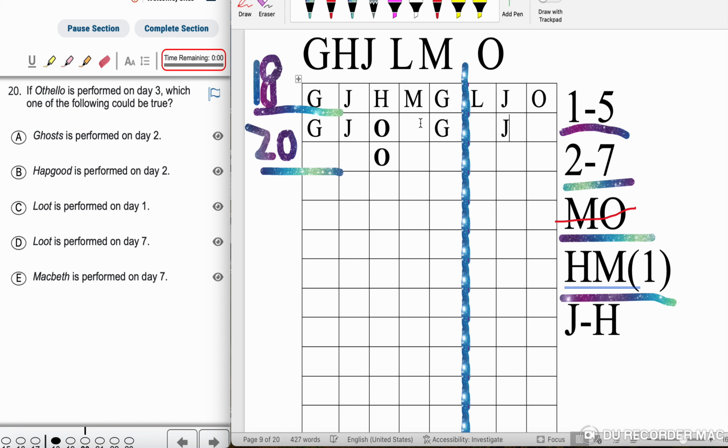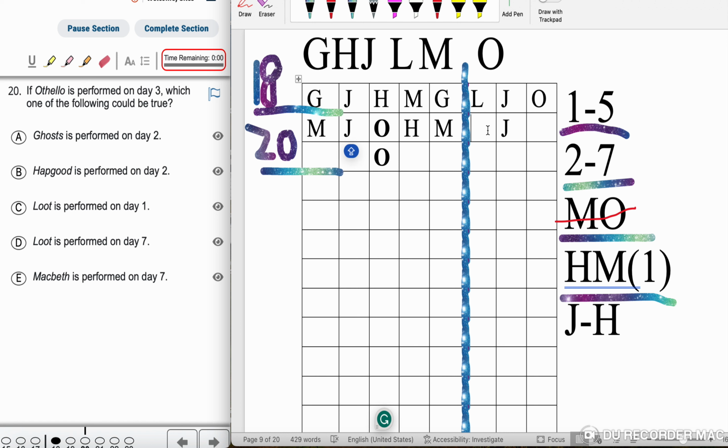Then we just make sure we apply the rules, that we have J before H. This isn't going to work because we have to have H and M together somewhere in position. So let's put H and M here. Then I'm going to put M over here because 1 and 5 have to be together. I'm going to have to put J here, just because it needs to be J before H.